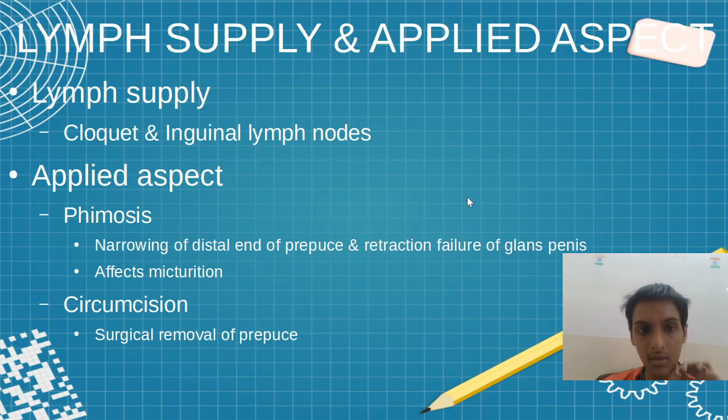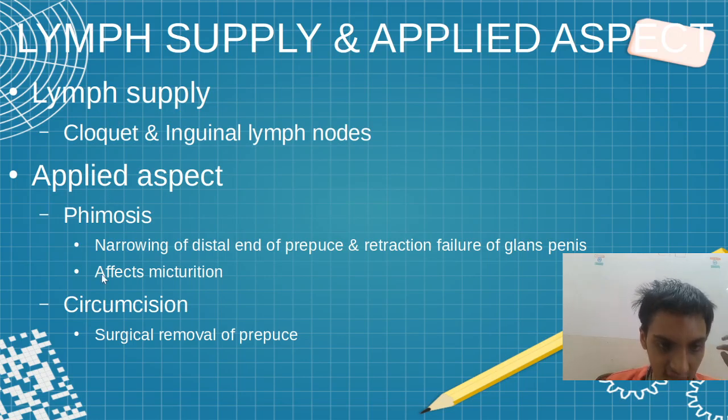Now the lymph supply and the applied aspect. So it is supplied by the cloquet and inguinal lymph nodes. Cloquet lymph nodes I have shown you in the femoral sheath. The medial part of the femoral sheath is having the cloquet lymph nodes. So cloquet and inguinal lymph nodes. Applied aspect we will discuss too in brief.